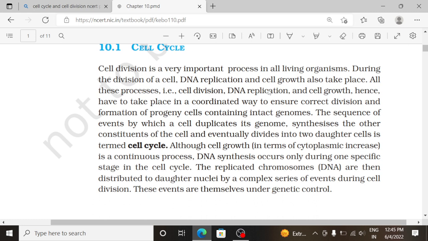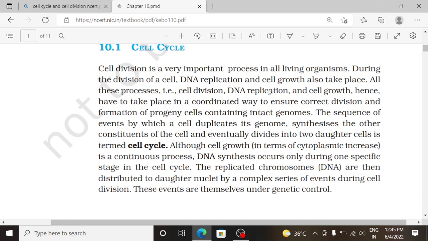Cell cycle. Cell division is a very important process in all living organisms. During the division of a cell, DNA replication and cell growth also take place. All these processes, that is cell division, DNA replication and cell growth, hence have to take place in a coordinated way to ensure correct division and formation of progeny cells containing intact genomes.